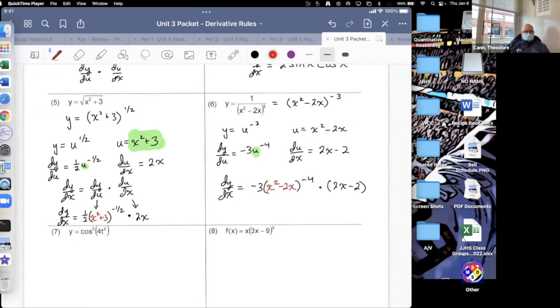Will we ever have to simplify this down? You will, but not because I'm telling you to, but because you'll want to. When a question says find the second derivative of this function, and you get this after the first derivative, you're going to say, all right, let me clean this up a little bit before I move on, but not for the sake of simplifying.